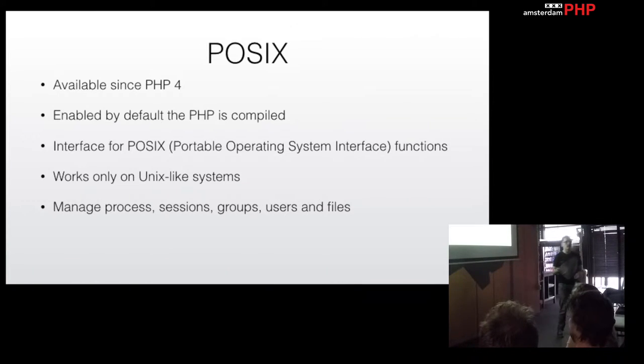Okay, but the thing is, with PCNTL, sometimes it's just not enough for the amount of things that we want to do with the process. So most of the times, and for me just like 100% of the times, I need one more library to work with, and that's the POSIX library. The POSIX library is just an interface for the POSIX functions. It's a set of libraries that are already on Linux, for example, or on your Mac. They're already there. Then PHP has just an interface for that library.